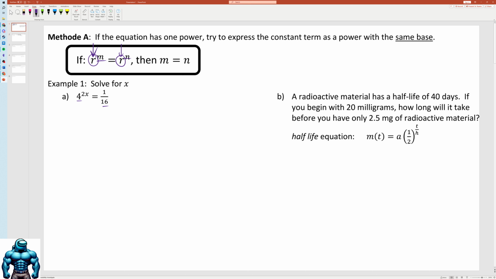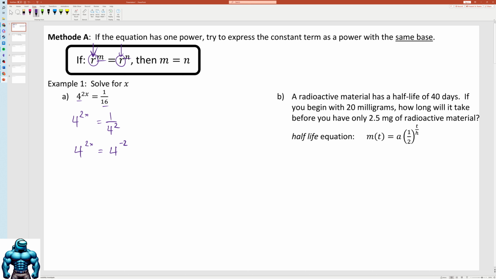So here, between a 4 and a 16, 4 will suffice. We'll keep the 4 the same here, and we should express the 16 as a base of 4. So that's 4 squared instead. And let's bring that 4 upstairs, so we'll change the sign on that 2 to be 4 to the negative 2.